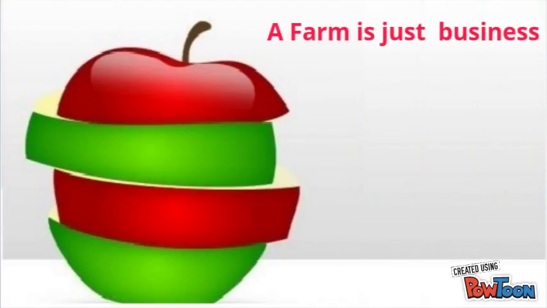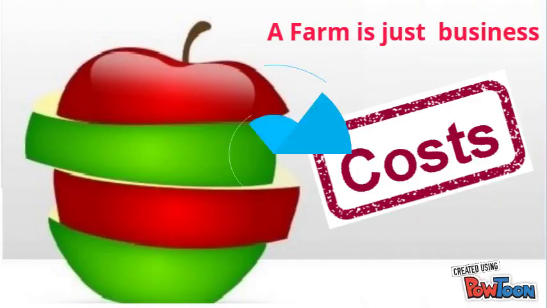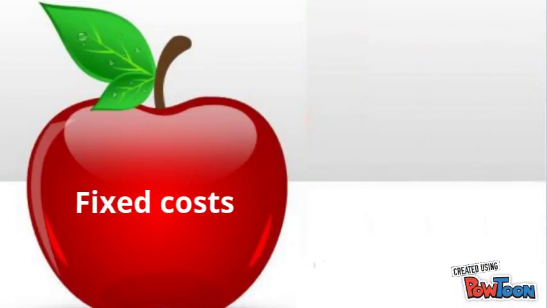The second thing we learned is that a farm is just a business, and all businesses have one thing in common: costs. There are 2 types of costs, fixed and variable. A fixed cost is simply an expense that doesn't change with the output. So that means that if you produce 1 apple or 1,000, those fixed expenses stay the same.